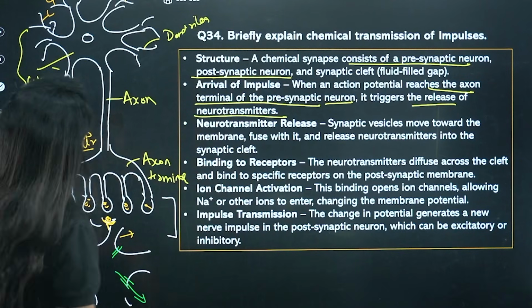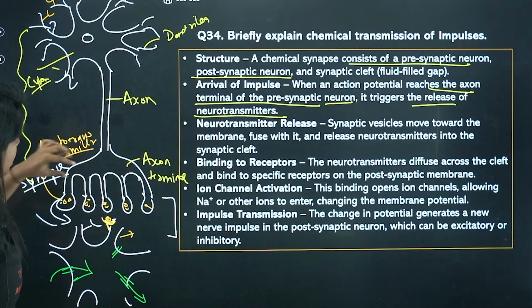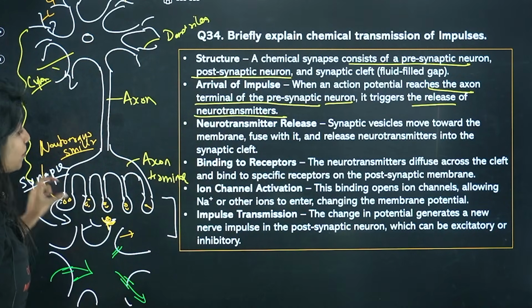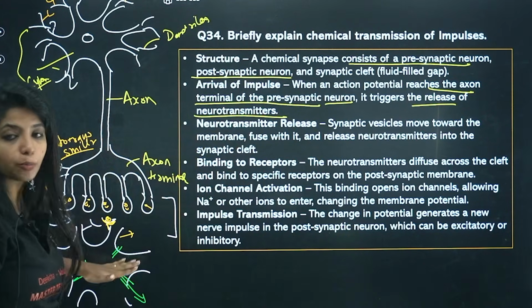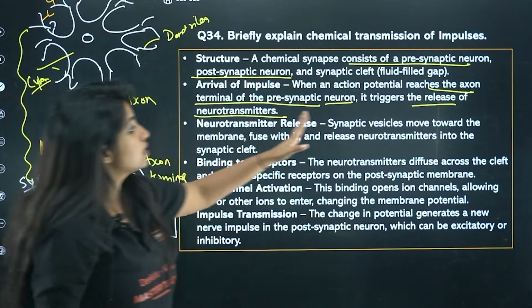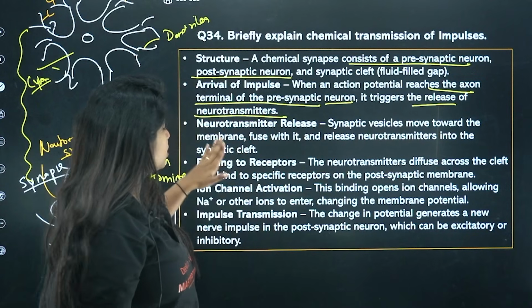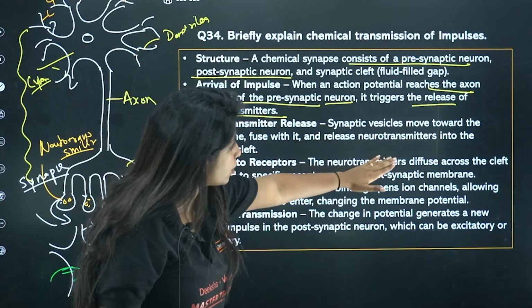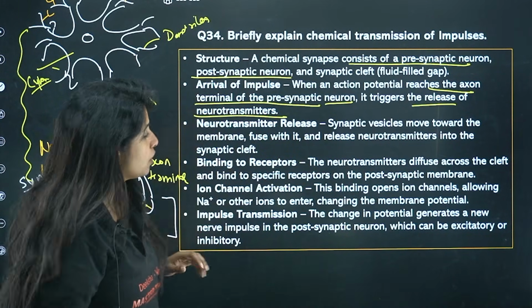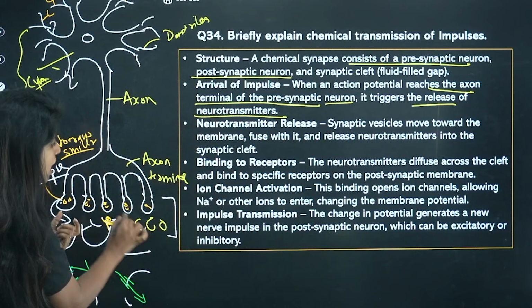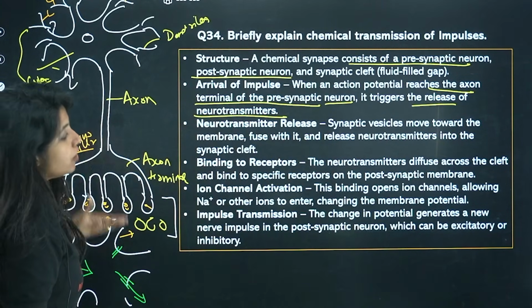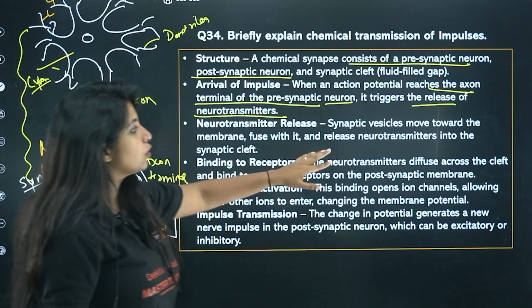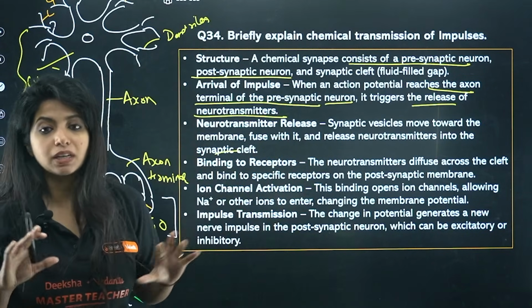Now when an action potential reaches the axon terminal of the presynaptic neuron, it triggers the release of neurotransmitter. Now when the action potential reaches the knobs of the presynaptic neuron, what is going to happen, my dear children? It triggers the release of neurotransmitters. Now, synaptic vesicles move towards the membrane, fuse with it, and release neurotransmitters into the synaptic cleft. So there will be some vesicles given out over here, and my dear children, that is a whole process, okay? Those vesicles will be fusing with the membrane and releasing the neurotransmitters into the synaptic cleft.